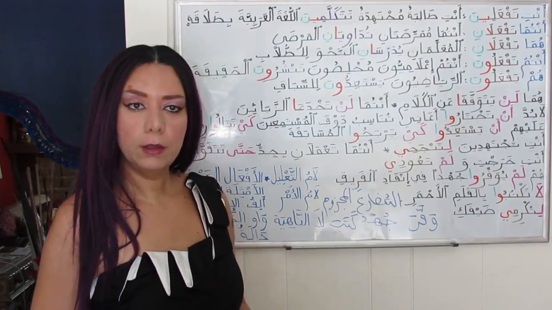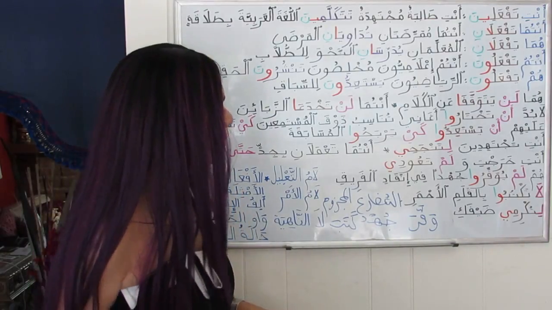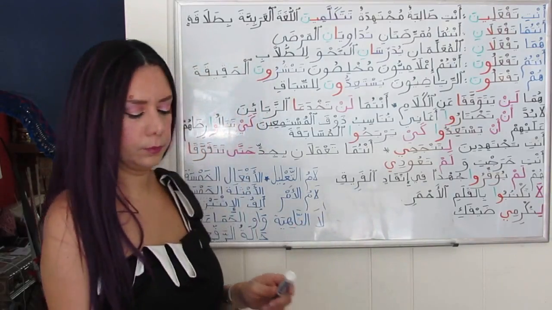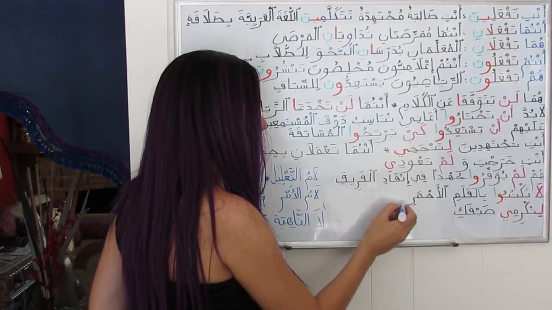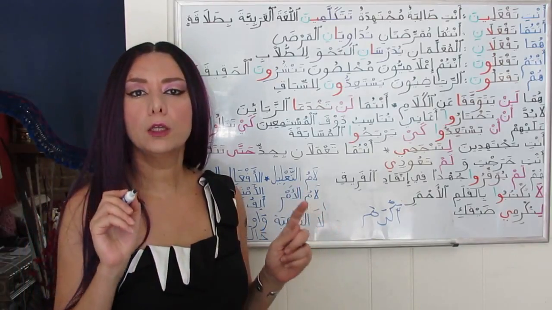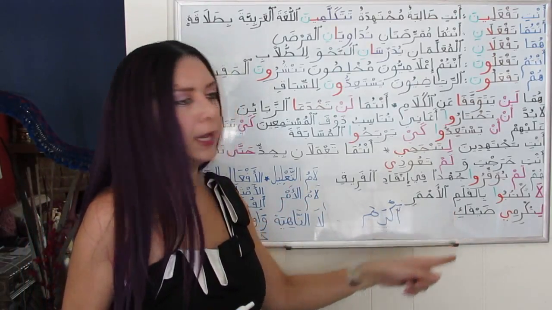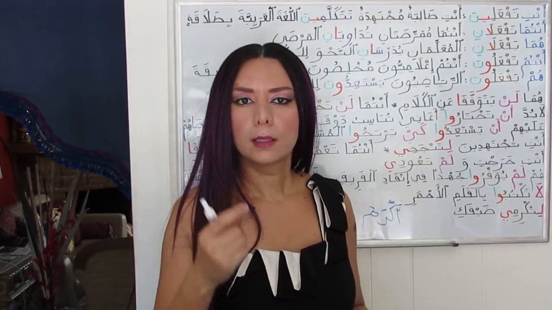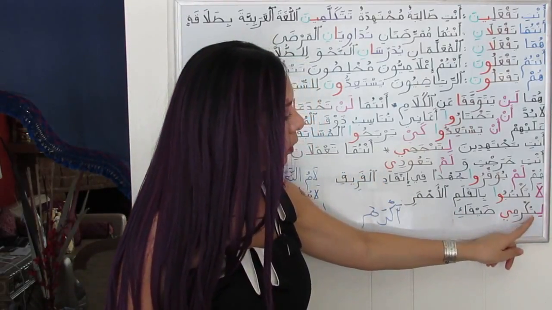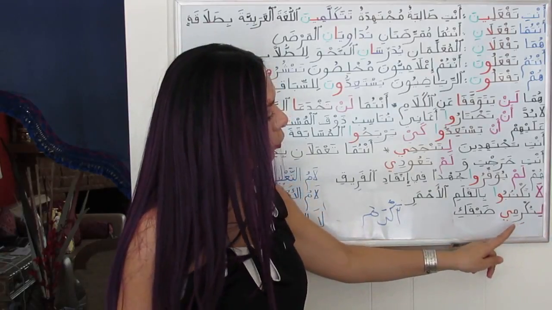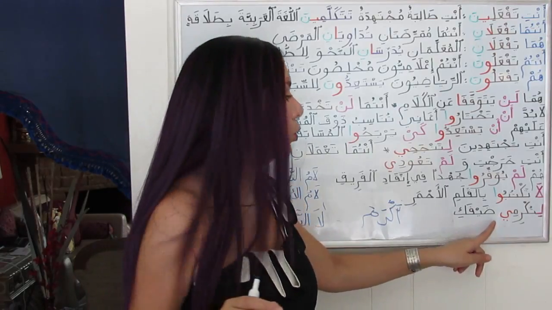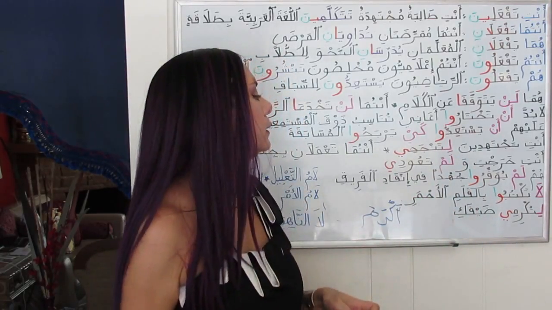لتكرمي ضيفك, from the verb أكرم, to honor. And this lam is lam al-amr. I am commanding you to honor your guest. Li tukrimi ضيفك, honor your guest. So when the verb is preceded by li, the verb will be in the imperfect jussive, and the noon will be gone. Alright?